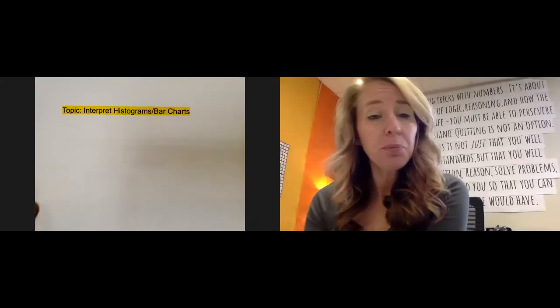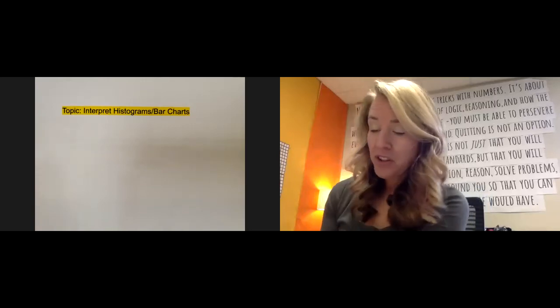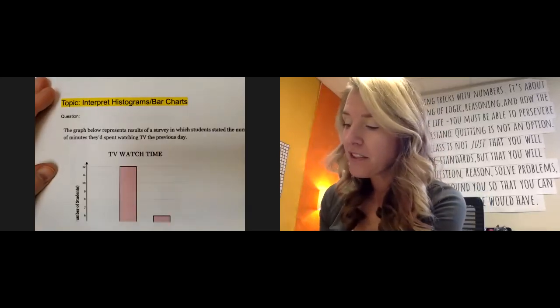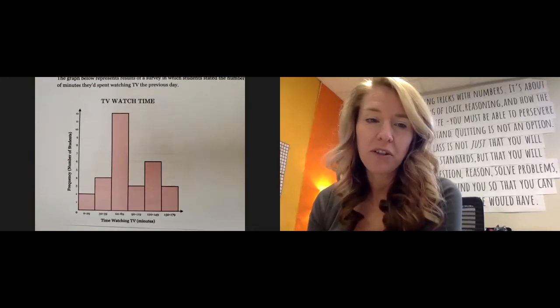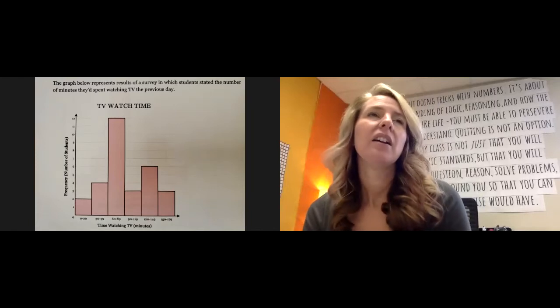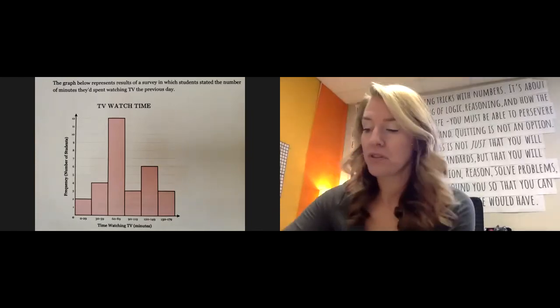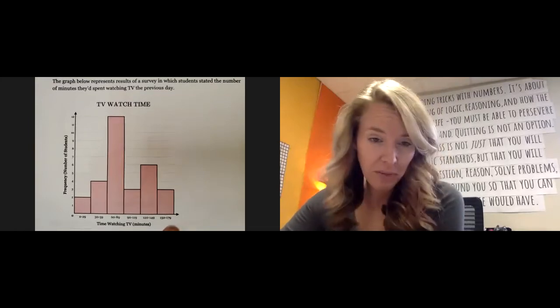The topic for interpret histograms and bar charts is the next one that I'm going to do. A histogram looks like a bar graph, except all the bars are touching. It usually shows a range of numbers, so they tend to be things like age or temperature, things that have to do with numbers, not colors or sports or something like that.